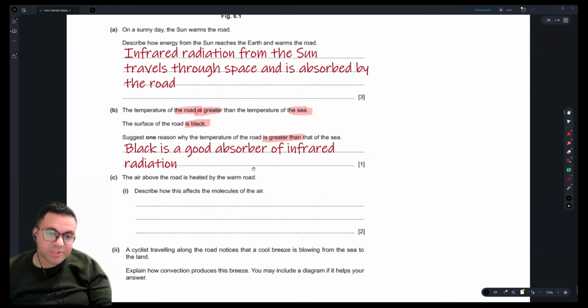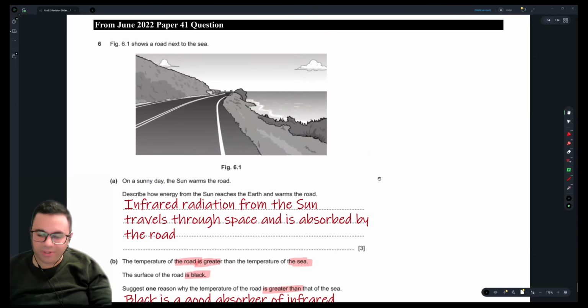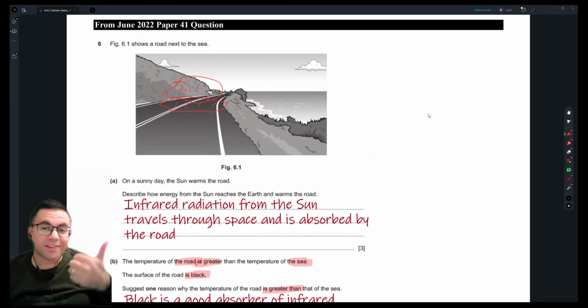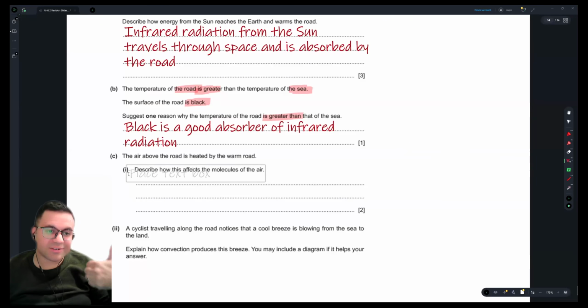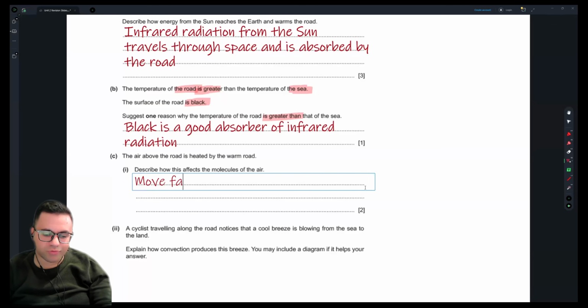The air above the road is heated by the warm road. Describe how this affects the molecules of the air. So the air over here is heated. So what do the molecules do? Like the air molecules here, what do they do? They move faster, because we're talking about the molecules now. They move faster and they also move farther apart.